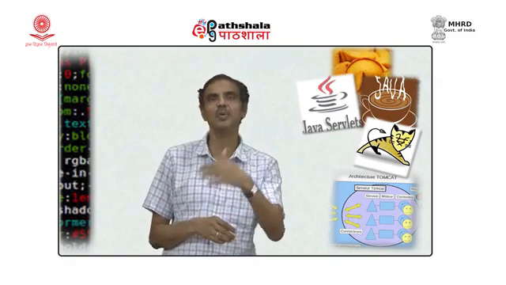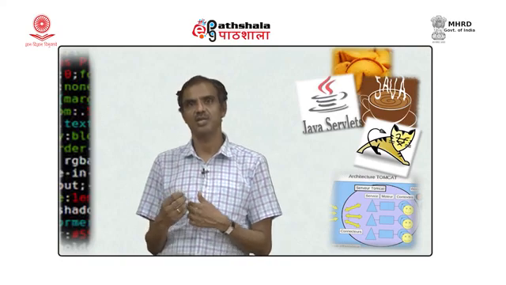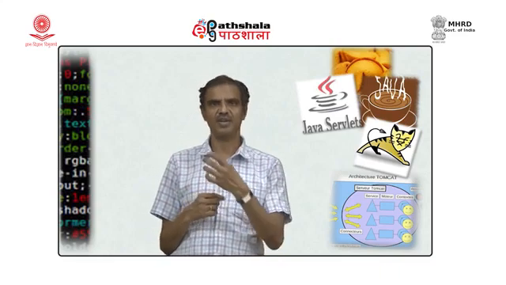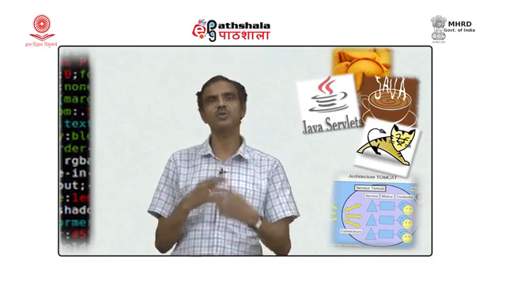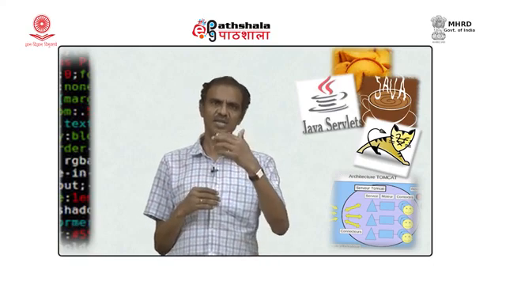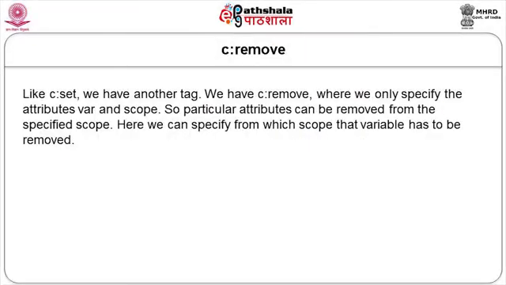You can say property equal to this, value equal to this. The value and property can also be used, and we have that var also. This can also be used for setting the value in a map. So, that is what C:set is. We have another one, C:remove, where you will only say var equal to.